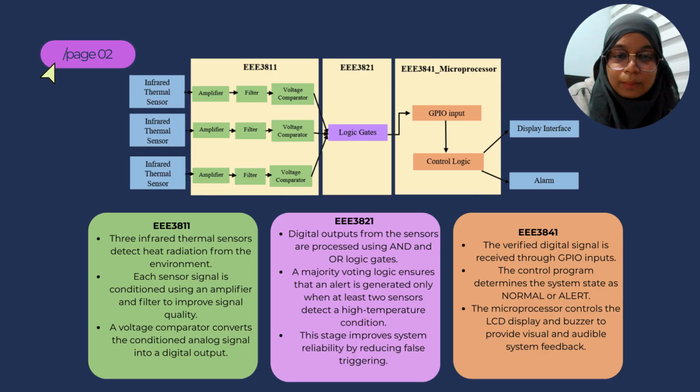Finally, in the microprocessor stage, the verified digital signal is received through GPIO inputs. The control program evaluates the signal and determines whether the system should remain in normal state or enter an alert state. So, based on this decision, the microprocessor controls the LCD display and the buzzer to provide appropriate visual and audible feedback.